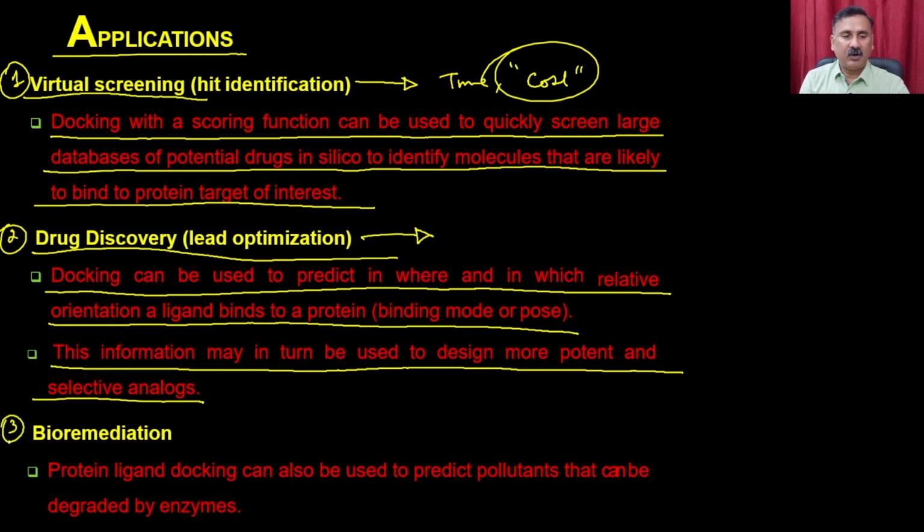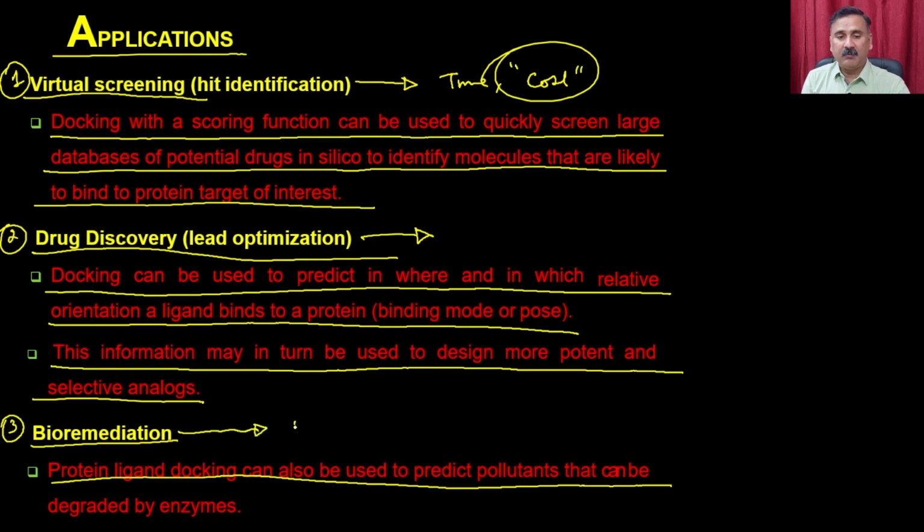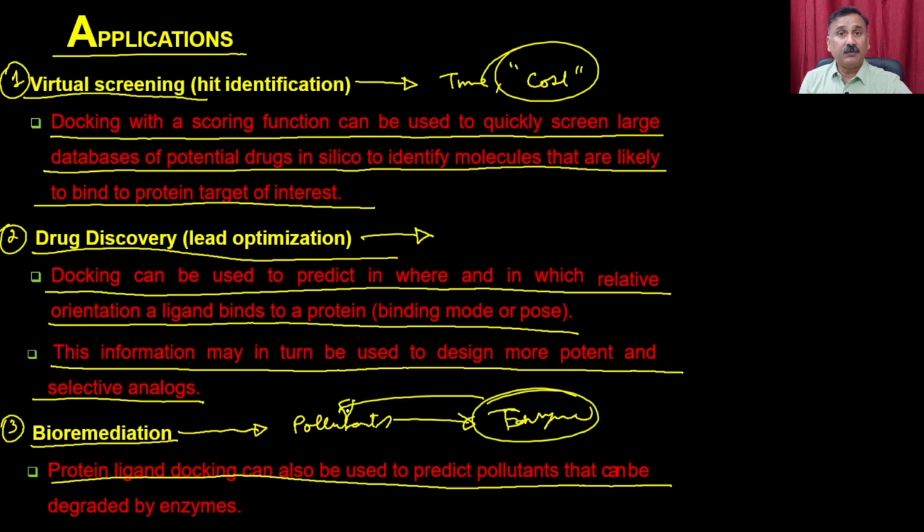And then the third is bioremediation. Protein-ligand docking can also be used to predict the pollutant that can be degraded by an enzyme. By bioremediation, you can select the pollutants which are going to be targeted by the enzyme, and that's how you can use the specific enzyme to reduce the level of that particular pollutant. This is very relevant when we talk about the applications of enzymes, where you will understand that there are so many enzymes available to reduce the level of pollutants.